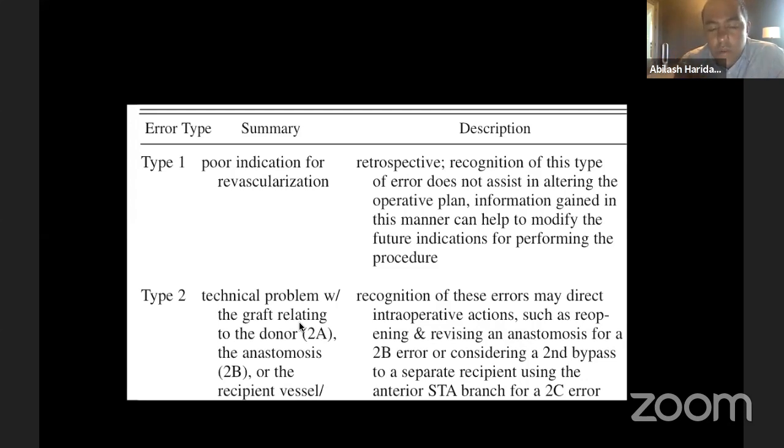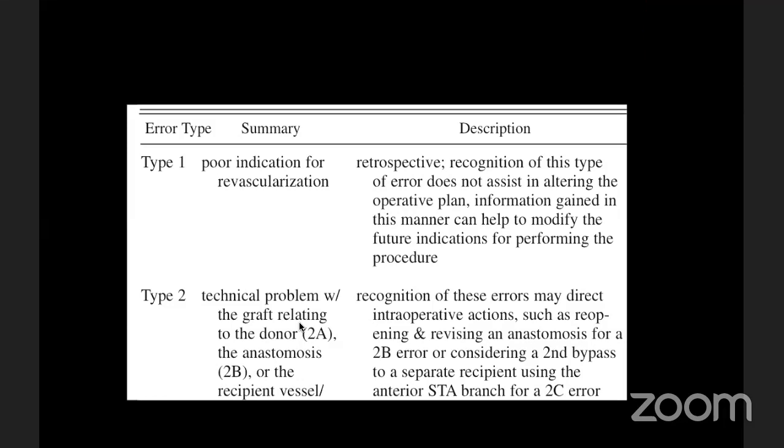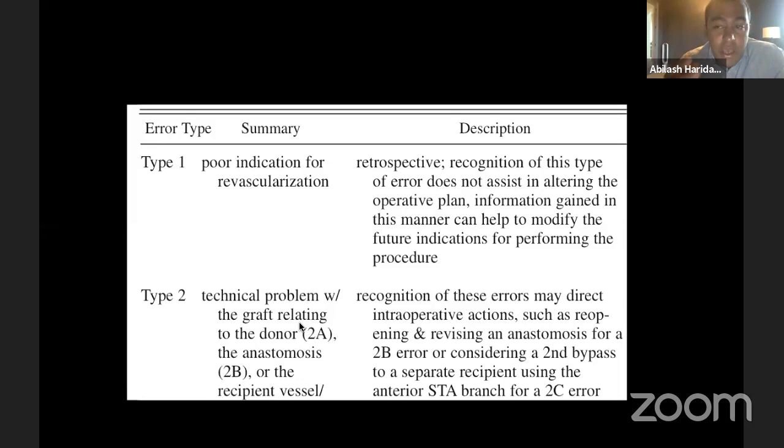The type 2 errors are mostly technical problems where you may have a problem with the donor. Your vessel is a problem. You may have a problem with the anastomosis where you do not put enough stitches or there's bleeding from the anastomosis. And the third issue is the recipient. The recipient may not be healthy, and I'll show you one example of that, in one of the videos coming up.